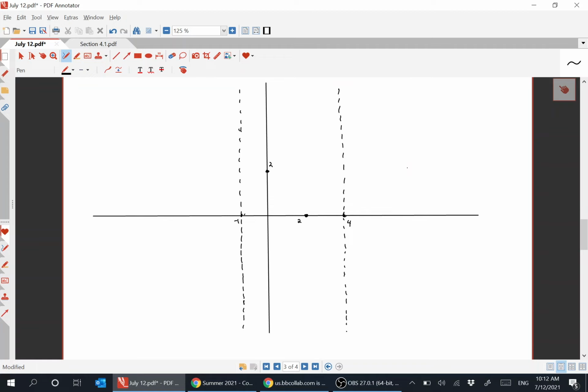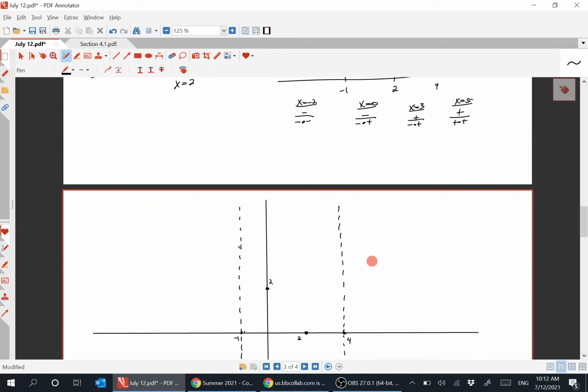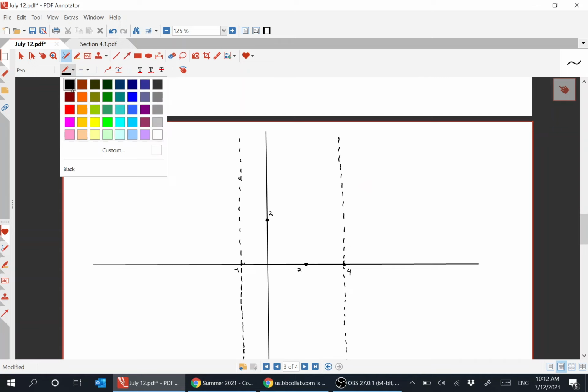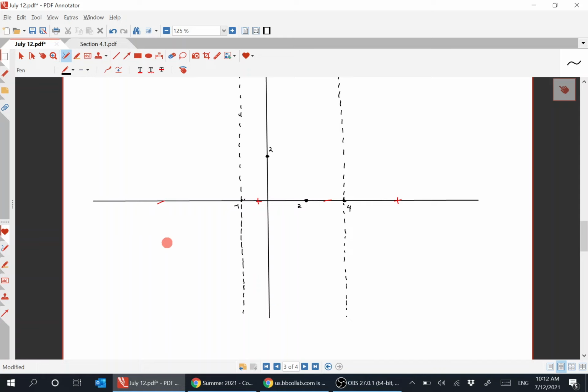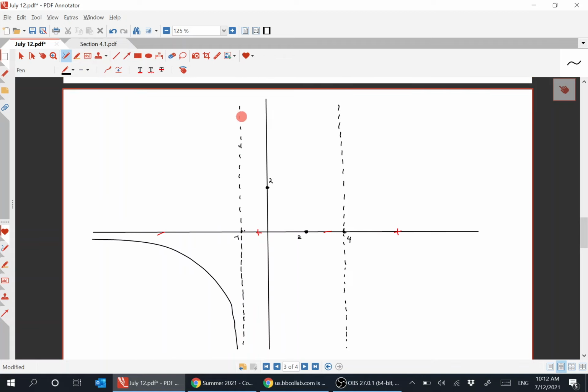All right, and positive and negative behavior. So negative, positive, negative, positive. So negative, positive, negative, and positive. Alrighty, so negative horizontal asymptote on the x-axis, vertical asymptote there. So some sort like this. All right, here, vertical asymptote here, and then we've got these intercepts.